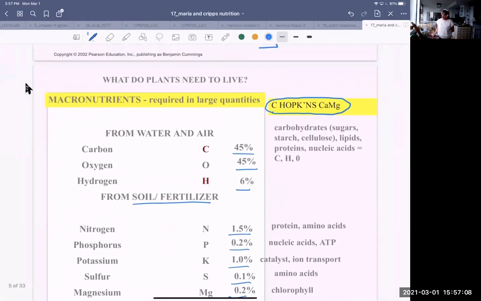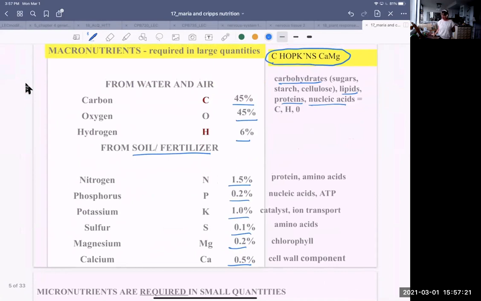So, yeah, what does the plant need the carbon, the oxygen, the hydrogen for? Well, of course, carbohydrates, it's sugars, starch, cellulose that you mentioned, lipids, proteins, nucleic acids. It also needs nitrogen for proteins, of course. Amino acids have the amine group, which is nitrogen, phosphorus in nucleic acids, and ATP, of course.